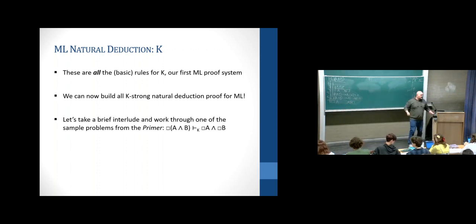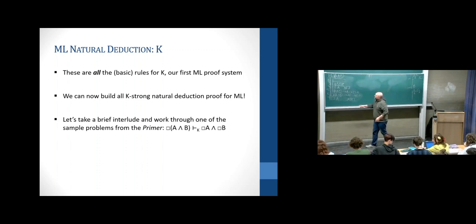And what are we going to do at line 8? What's the plan at line 8? How do we get to box (A conjunction B) conditional box A? How do we get to this one? Yeah, but why?